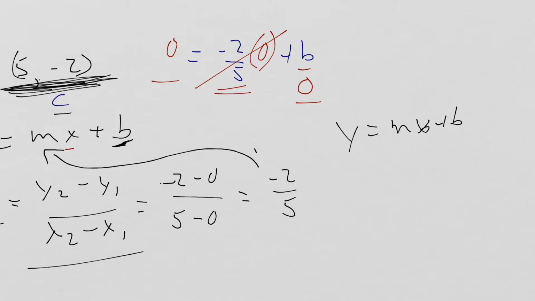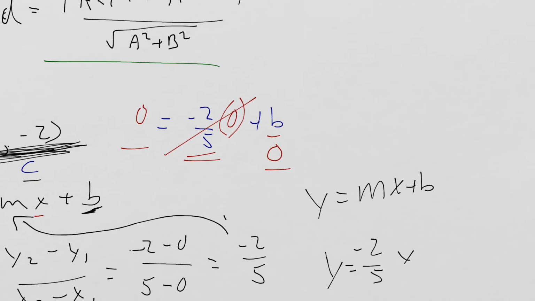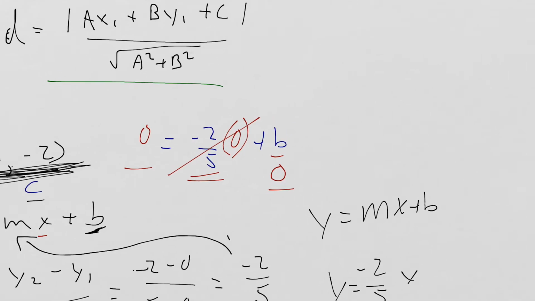We just found m to be negative 2/5. So we have y equals negative 2/5 x. And then in standard form, I'm just going to bring the x to the other side. So I get 2/5 x plus y equals 0. Now we know our a, our b, and our c. Alright, so I'm going to pause it there. I'm going to do the math, and then we'll come back with what this equals.